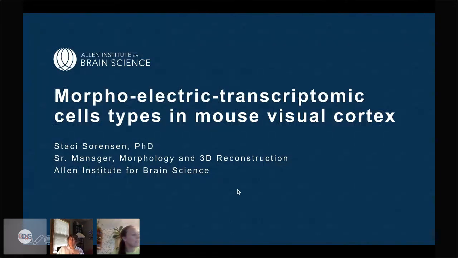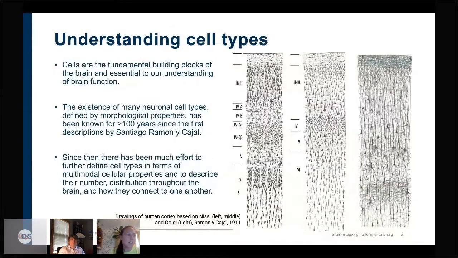Okay, well, thanks, Saskia, and thanks to the organizers for inviting me. I'm excited to be here to talk about our most recent cell types work. So cells are the fundamental building blocks of the brain, and to understand the brain, we need to understand the component cells. Since the beginning of neuroscience, thanks to the work of Santiago Ramón y Cajal, we've known that there are many different shapes of cells in the brain, suggesting that there are many different types of cells.